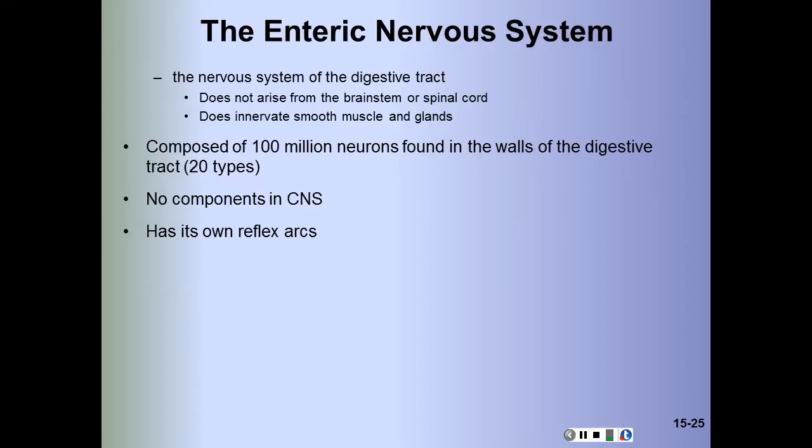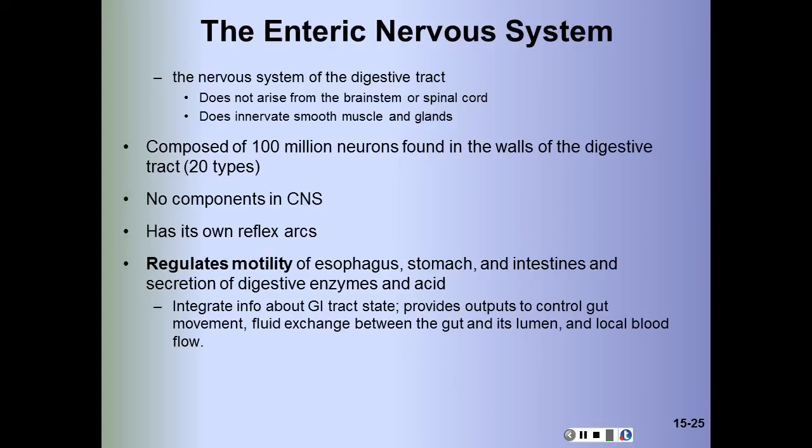Now, the digestive tract has a nervous system of its own, the enteric nervous system, E-N-T-E-R-I-C nervous system. It does not arise from the brainstem or the spinal cord, but it does innervate smooth muscle and glands. It consists of about 100 million neurons embedded in the wall of the digestive tract. It regulates the motility of the esophagus, stomach, and intestines, and the secretion of digestive enzymes and acid. For normal function, these digestive activities also require sympathetic and parasympathetic regulation.